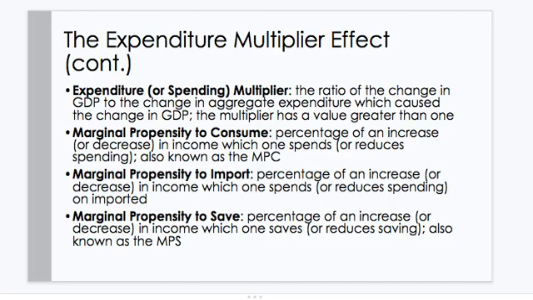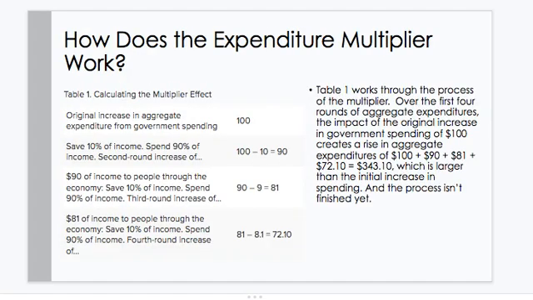Marginal propensity to consume: percentage of an increase or decrease in income which one spends or reduces spending, also known as the MPC. Marginal propensity to import: percentage of an increase or decrease in income which one spends or reduces spending on imported goods or services. Marginal propensity to save: percentage of an increase or decrease in income which one saves or reduces savings, also known as the MPS. How does the expenditure multiplier work?